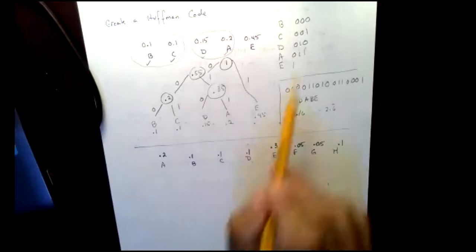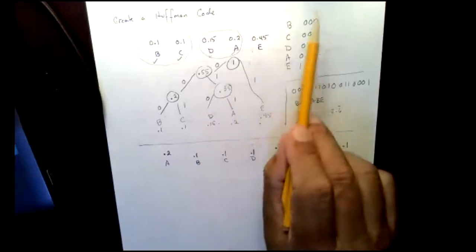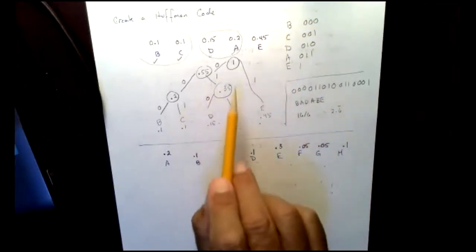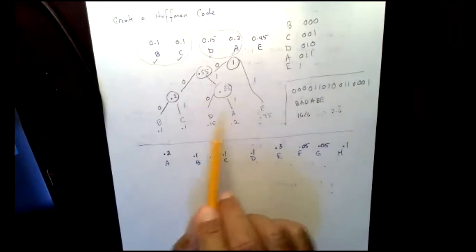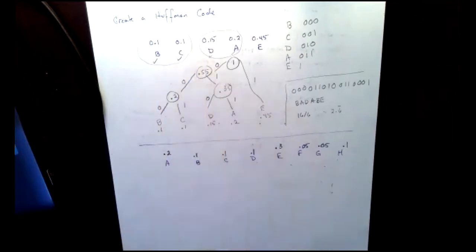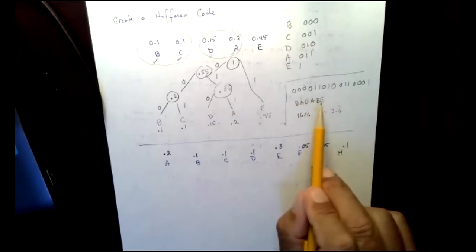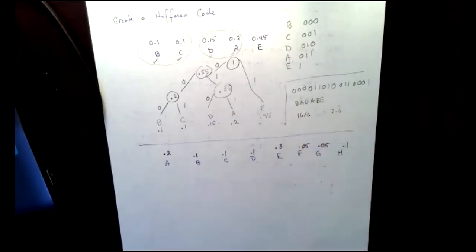So what did I do? I created a secret code. The person sitting beside me could have a totally different code depending on how they combine things. You know, the A and D could have been switched, the C and B could have been switched. The E could have been way over here and brought up and combined with that. So this could be extremely unique and still be a Huffman code. But I was able to get a top secret message, immediately decodable, average character length 2.6. What do you think about that?